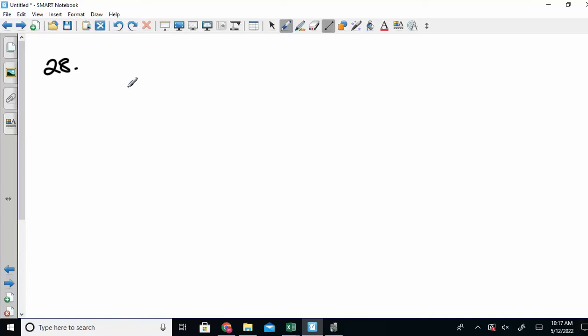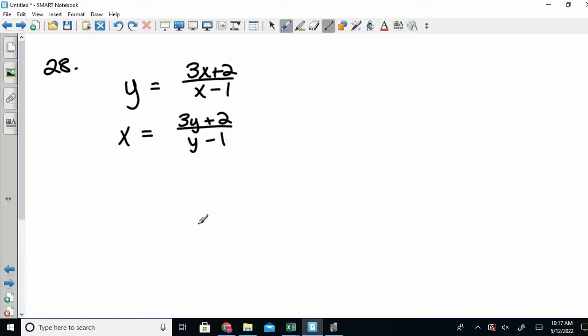All right, and then 28 has us actually find an inverse. So remember, finding the inverse, there are certain steps. First step, you change f of x to y. Second step, you flip x and y. So my y becomes an x, both of these x's become y's.